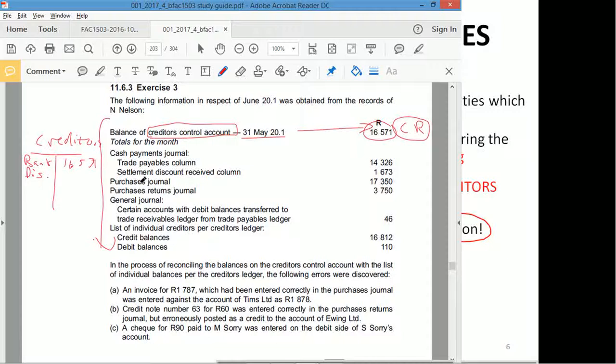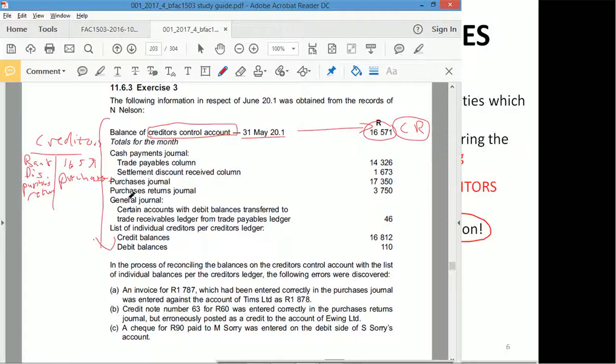Purchases journal. Does the purchases journal affect your creditors? Yes. How will it affect your creditors? It would increase it. Good. So purchases would increase your liability, so that's going to go on the credit side. Purchases. Will a return affect your creditors? Yes, it would. Would it increase or decrease it? It would decrease it. Good. So here you'll have purchases returns. Is that right?